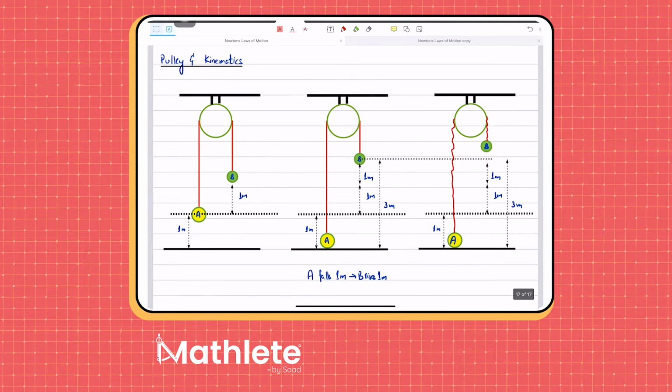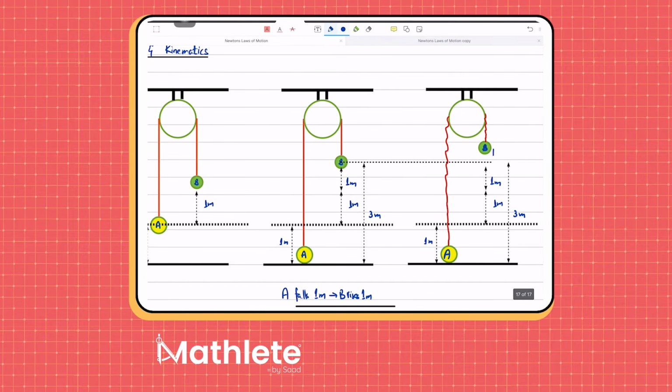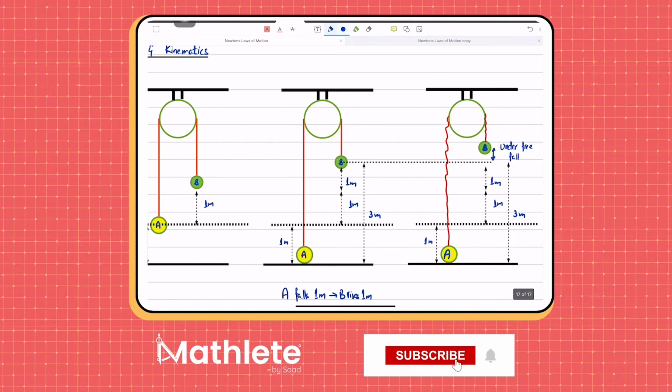Why? Because it's still connected with the string, but it's slack, which means there's no tension. And if there's no tension, what is it that's causing it to move up? It's its own momentum, and it is now under free fall. So for this very small amount of distance, and for a very small amount of time, B is under free fall conditions. I'll explain this again.